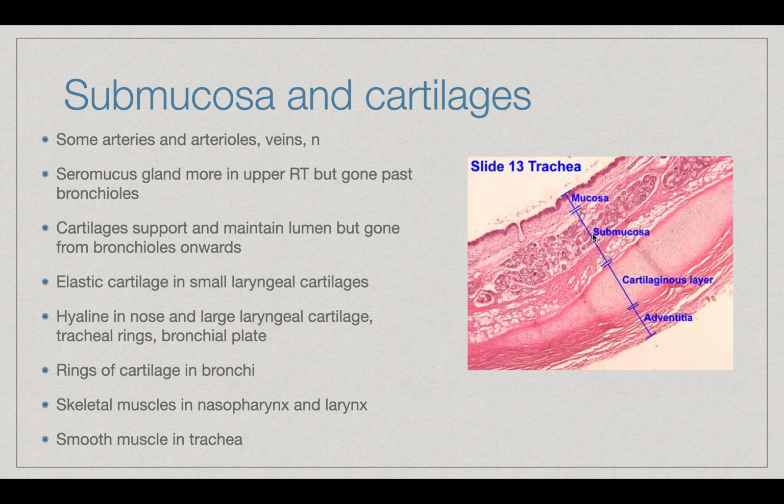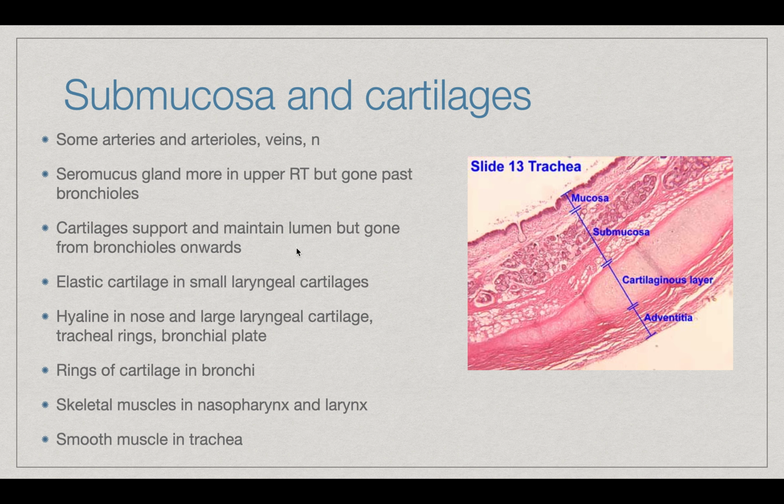So underneath the mucosa are the submucosa and the cartilaginous layer, and they have some vessels, not a lot, but they have some. The serous and mucous glands are more predominant in the upper respiratory tract, but they're gone past the bronchioles. Of course, because we don't need any more secretion, right? We need to replace that with more white blood cells.